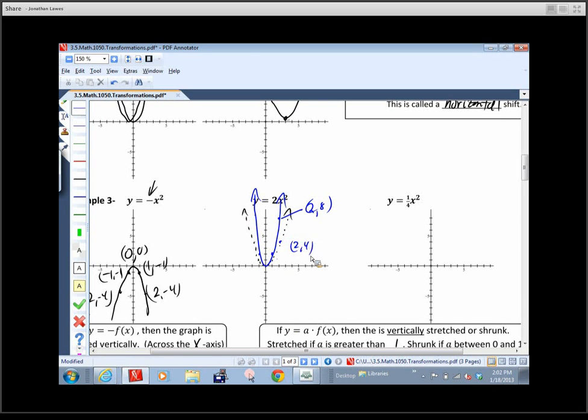Again, twice as tall. Vertically stretched. It took these points and made them taller. So it didn't do this. Everybody watch, please. It's hard to tell on this one. It did not do this. Okay?